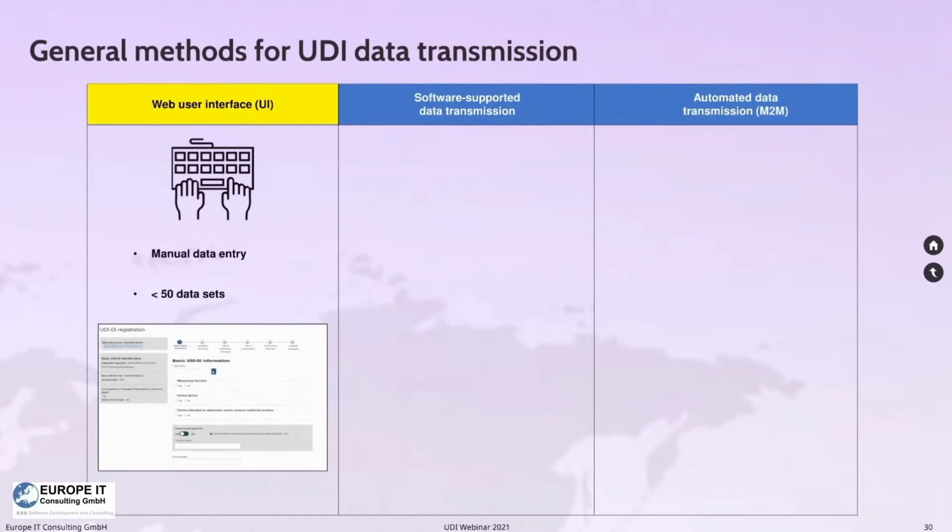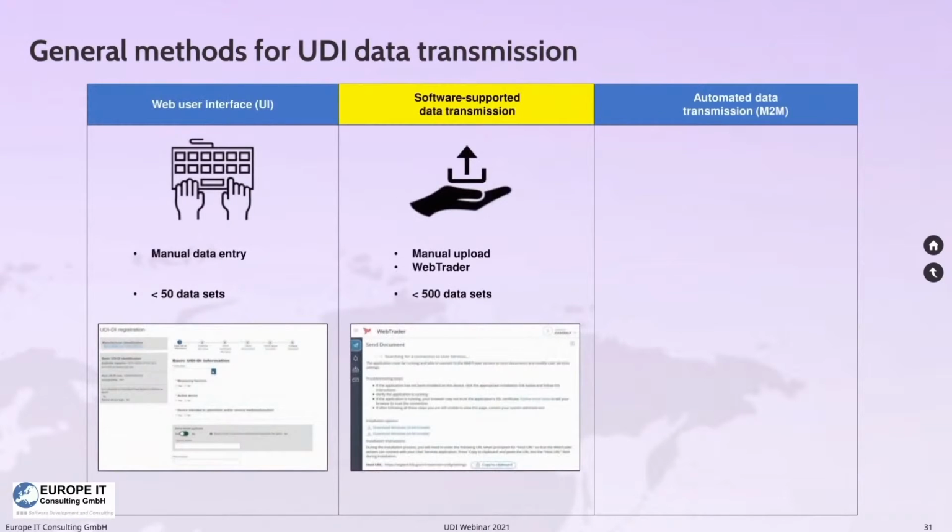The authorities usually provide this option free of charge. However, it's not suitable for a large amount of data. Another option is to upload data manually, one complete dataset at a time. But this requires that the data is available in the format defined by the authority. Usually it is an XML file or a JSON file.